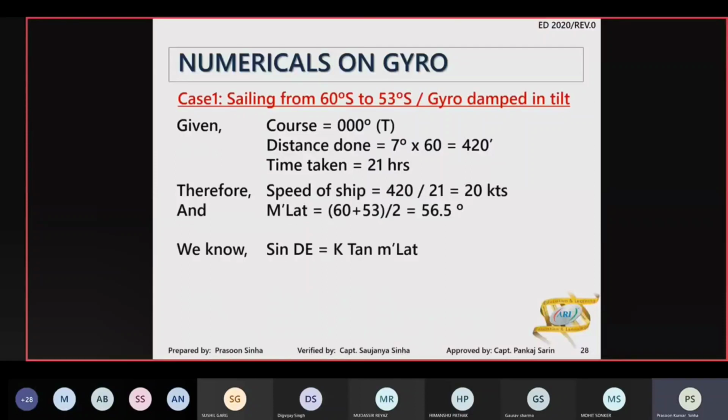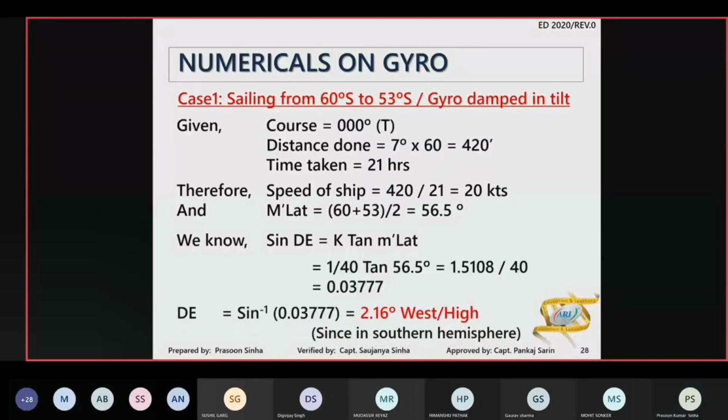First part we had done: 2.16 degrees west. DE is so much. Why? Because we are in the southern hemisphere, 60 south to 53 south. The vessel is remaining in southern latitude.